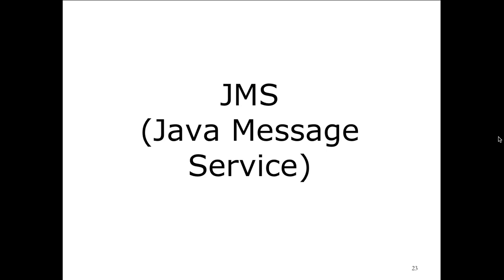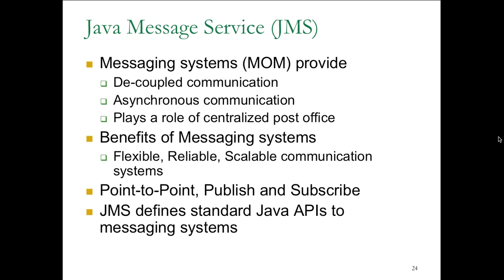Java Message Service, JMS. This is another interesting technology that comes with the EE version of it. A messaging system, MOM, is provided. So we have the messaging component: decoupled communication, asynchronous communication, playing the role of a centralized post office. It's a communication platform to facilitate inter-component communication through message exchange.